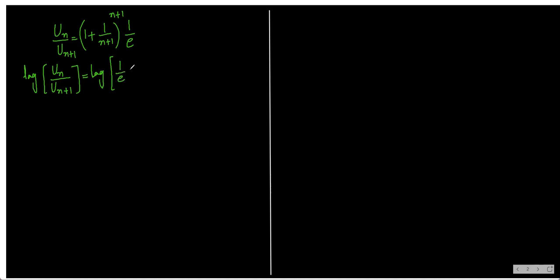Here I am writing log of 1/e into (1 + 1/(n+1)) whole to the power of n+1, and this bracket will be closed. So I am writing the basic formula which I am using here. I am using this formula first: log(a·b) can be written as log a plus log b. We assume this term as a and this total term as b. So log a plus log b.